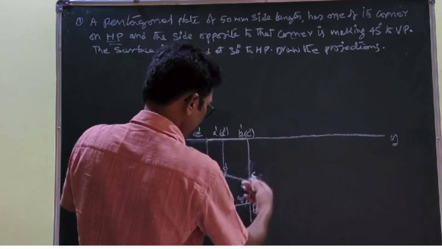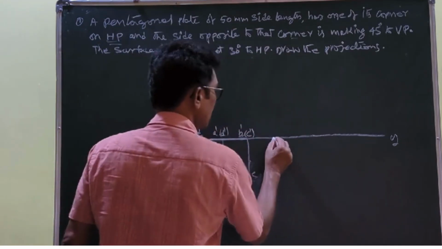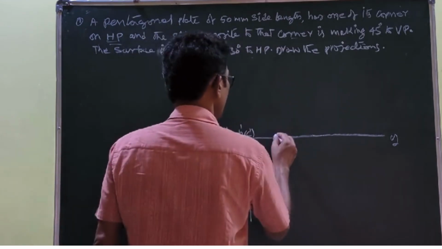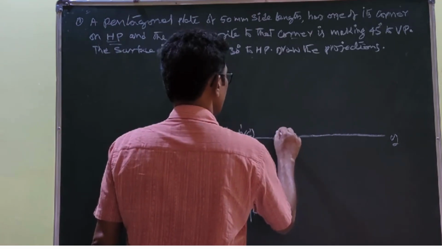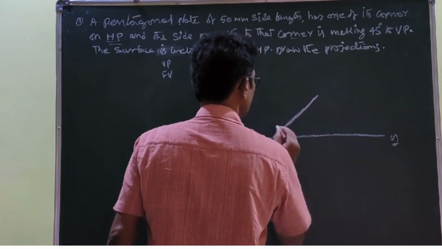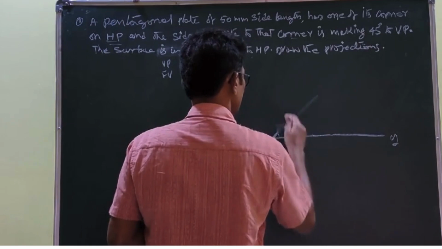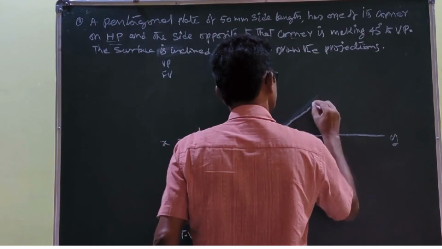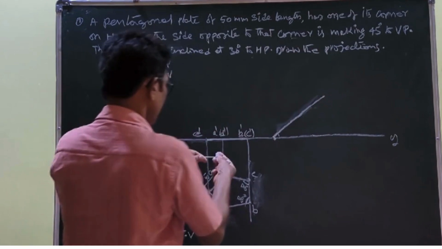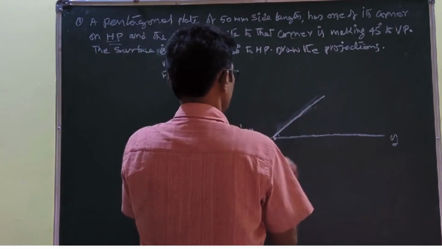Then next step, you make the surface 30 degrees to HP. So here you select a point, it doesn't matter the distance. You make it 30 degrees to HP, you draw a line like this, and D dash, B dash, C dash as a radius.